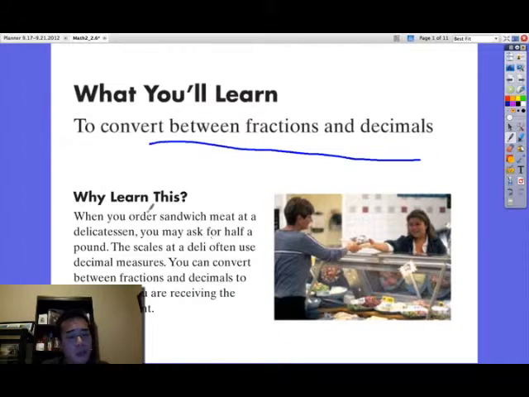So here's an example in the book. When you order a sandwich meat at a deli, you may ask for a half a pound. The scale at the deli often uses decimal measures. You can convert between fractions and decimals to make sure you are receiving the correct amount.